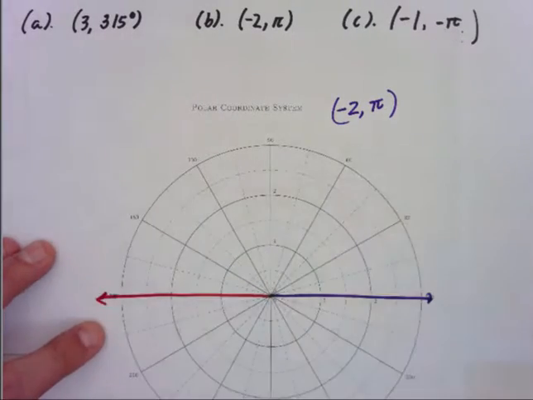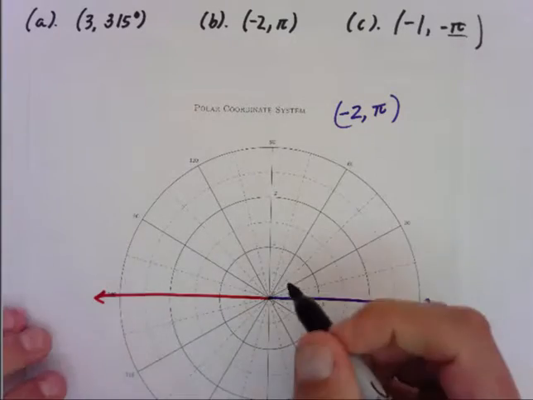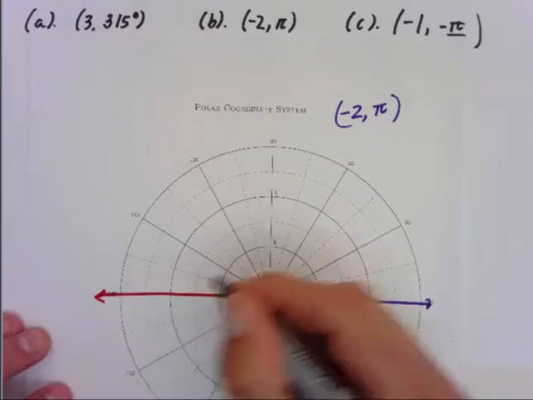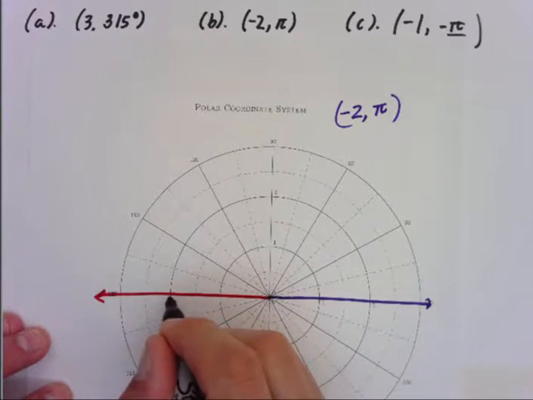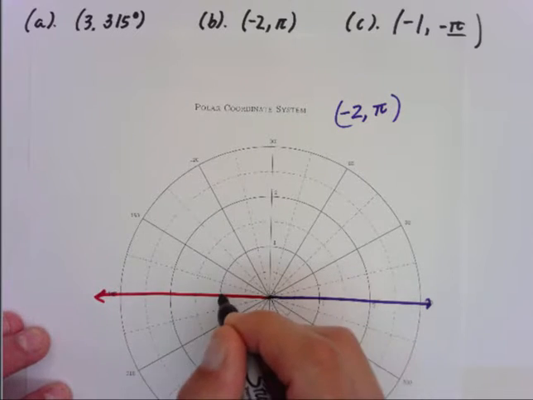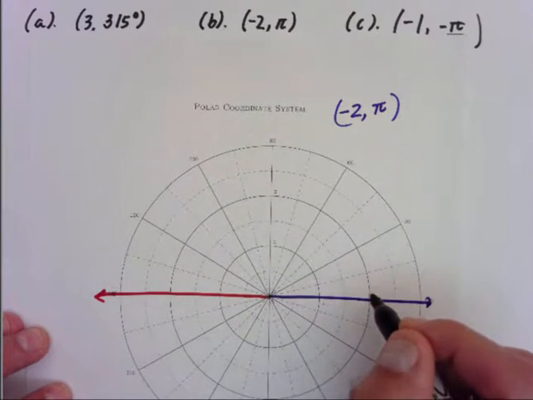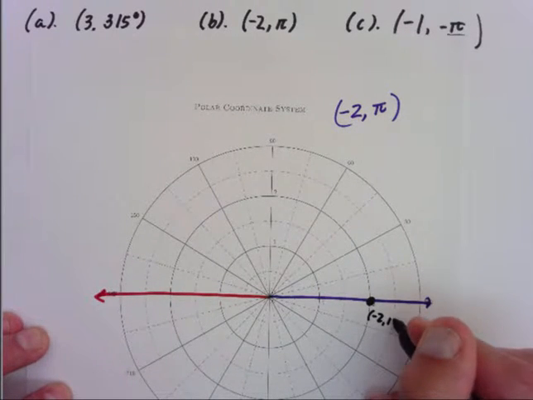Okay, now this is where I have to be careful because I have to do negative 2. Normally it'd say, well, 1, 2, but when you have a negative radius, you've got to look at your terminal side here and go opposite. So here is 1, 2. I've got to jump to the opposite side, which is right there. Okay, so here's the point, negative 2, pi.